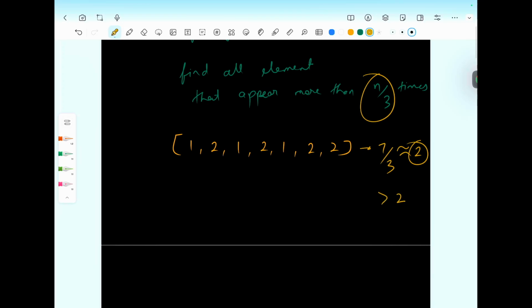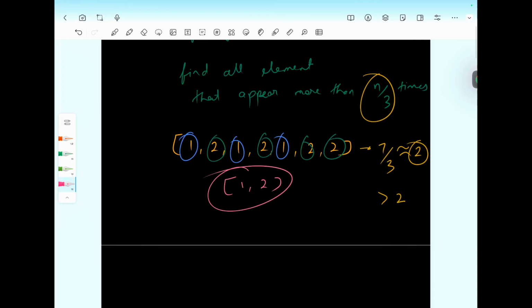So this time we have 1, 2, 3 and 1, 2, 3, 4. So this time we have two elements which have frequency greater than n by 3, right? So you have to return both of them. You can also do it using a map, similar to the problem we did in majority element. Now we have to solve it in O(n) time and O(1) space.